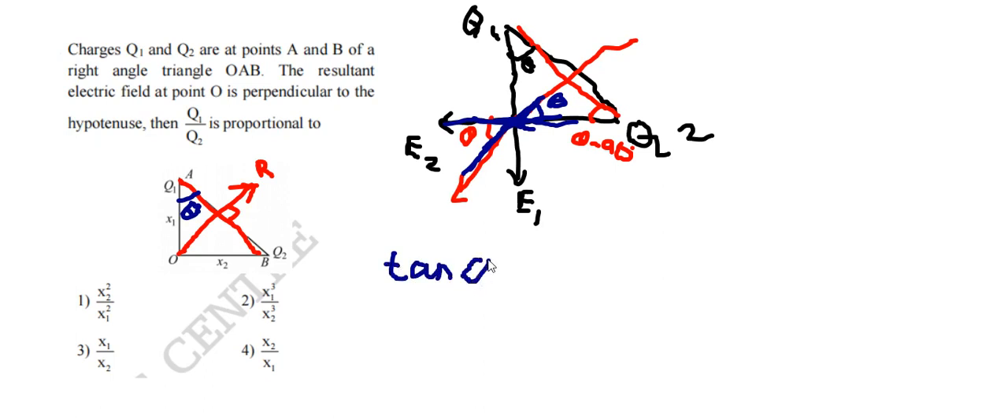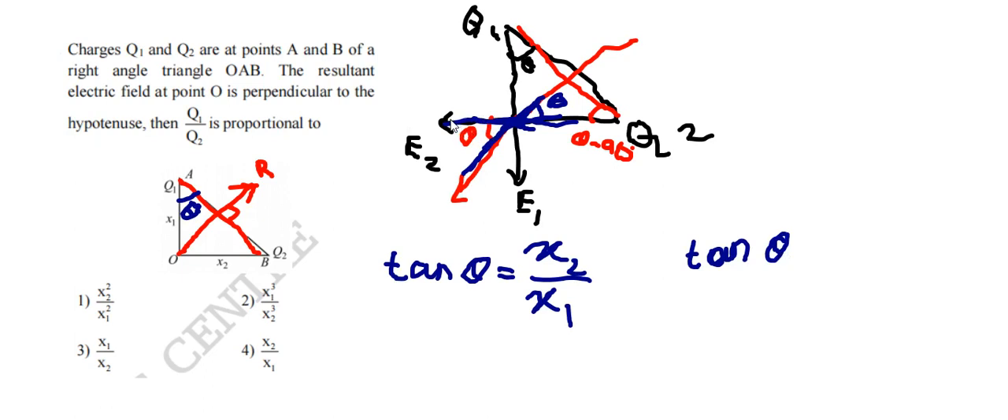Tan theta is equal to opposite by adjacent. So opposite here is x2 and the adjacent here is x1. So another tan theta is going to be present. This is another one, that is tan theta for the electric field.